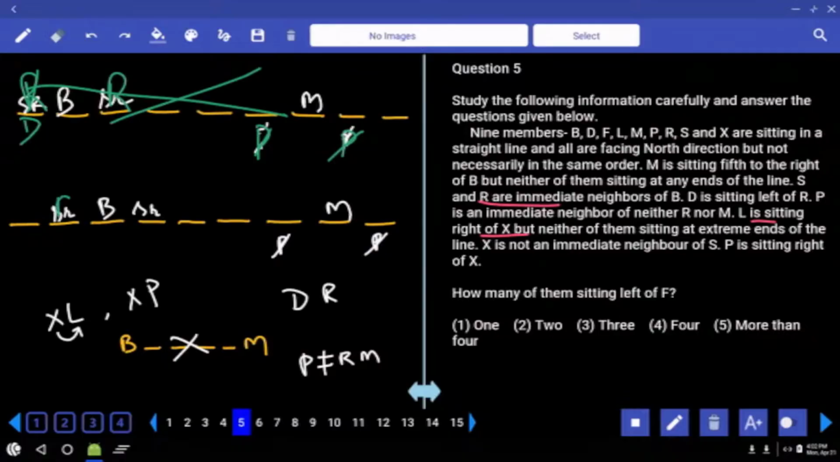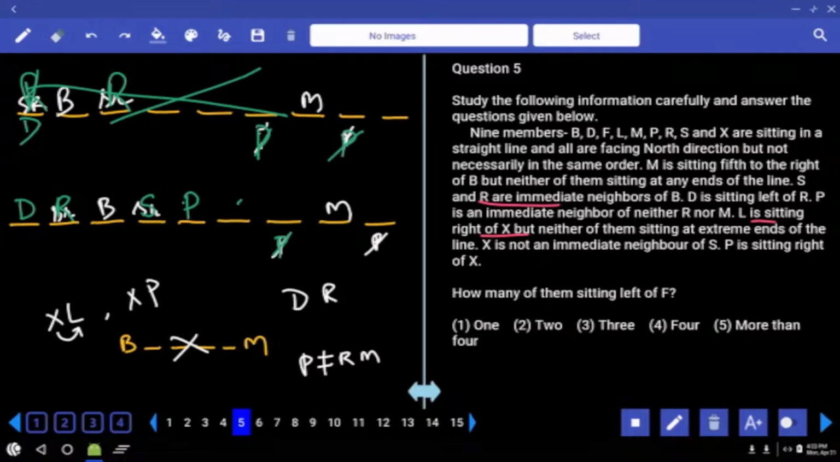Now in the second case, can we have R at this place? If R is here, S will be here. Then D will be here. D is to the left of R. The next one, X and L are immediate neighbors to each other. Now P cannot be in these two places, as P must be either here or here. If P is here, X and L are immediate neighbors, not possible. Isn't it? Hence, then where should this be? P must be here.